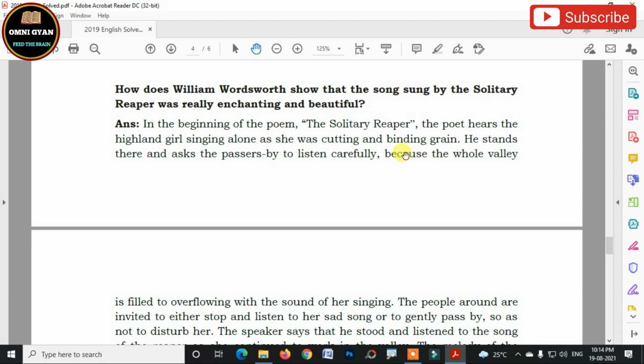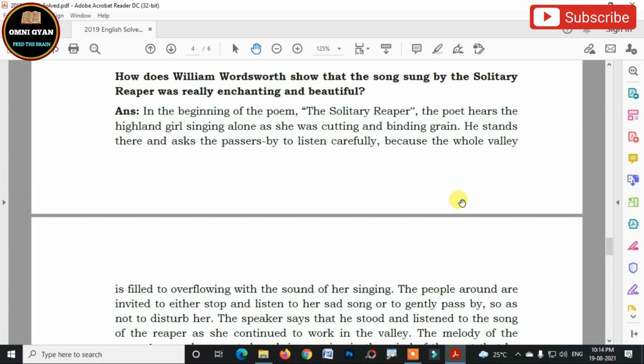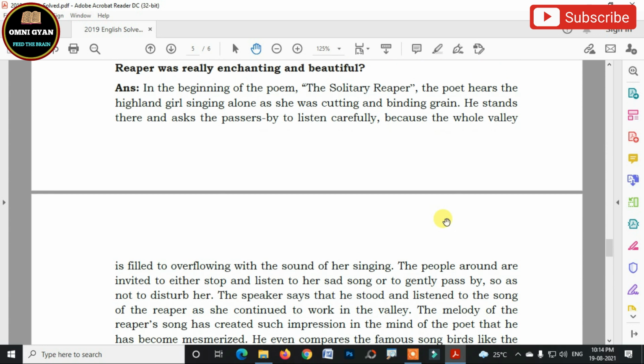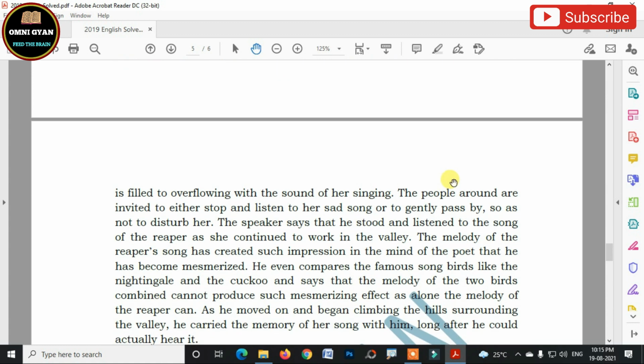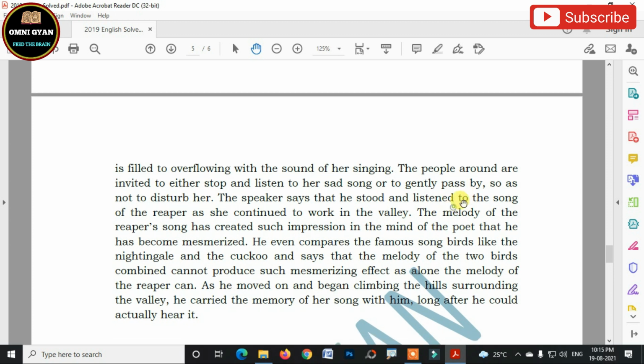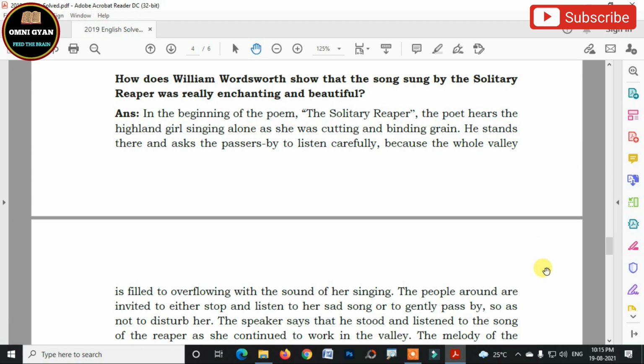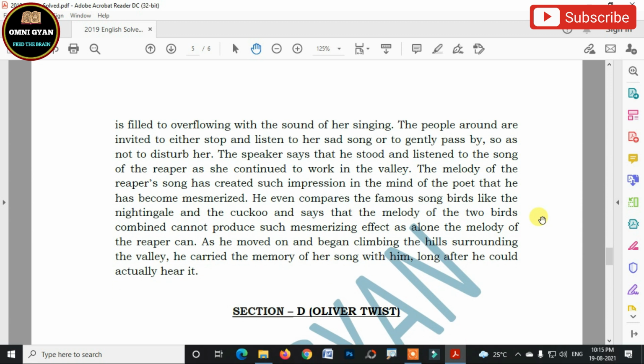Okay, this is from the poem The Solitary Reaper. This is about what impact the song of the Solitary Reaper creates in the heart, in the mind, in the soul of the poet. So he has compared the Solitary Reaper's song, which is better than the song of the Nightingale and the Cuckoo Bird put together. So you can pause the video and you can write it down.